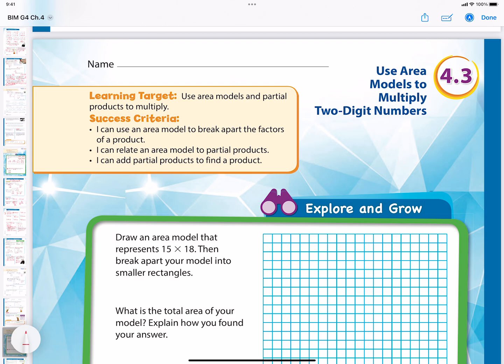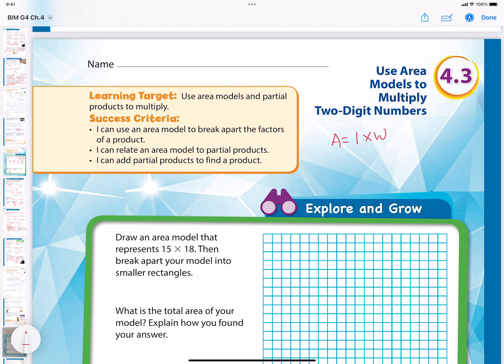Today we are going to start our lesson 4.3, use area models to multiply two-digit numbers. Remember area, how to find the area? We just had a test, remember? It's length times width, okay? Or width times length, both the same.